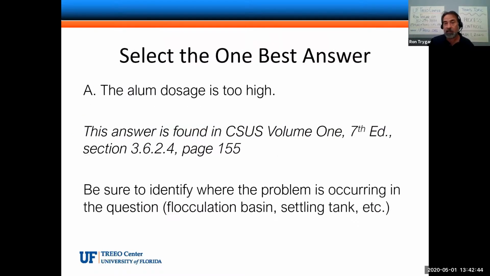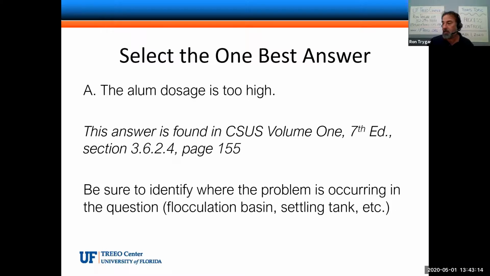So you're going to select the one best answer, and in this case, the aluminum sulfate dose or the alum dosage is too high. And why is that? Because we said it was very fine alum or very fine flock particles making its way out to the end. These are very, very small pieces of flock that didn't get precipitated in the flocculation process and settling out rather in the sedimentation tank, and they're very light and they're making their way all the way out to the end of the tank.